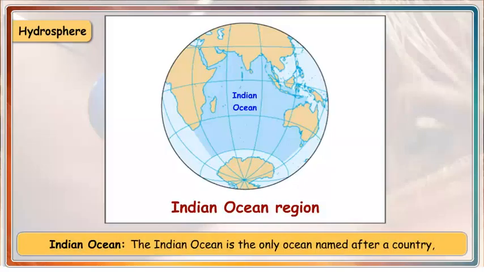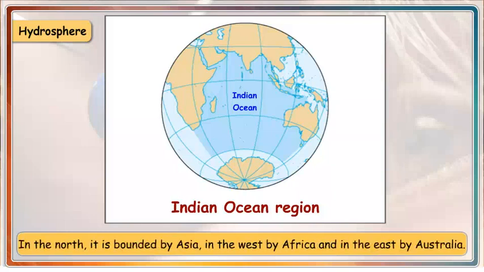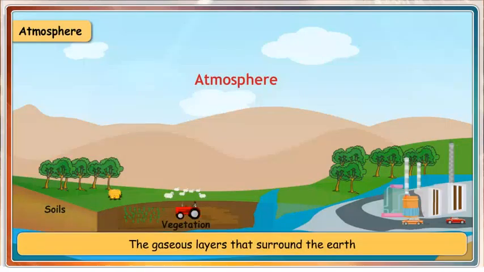Indian Ocean. The Indian Ocean is the only ocean named after a country, that is India. The shape of this ocean is almost triangular. In the north, it is bounded by Asia, in the west by Africa, and in the east by Australia.